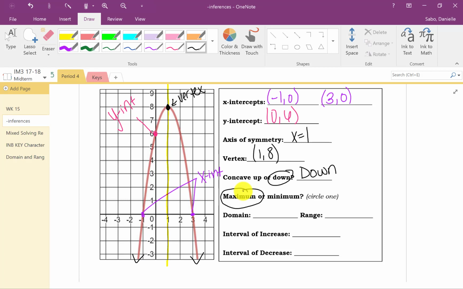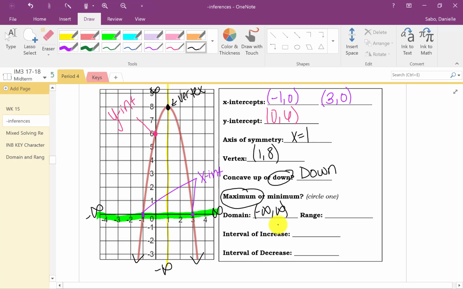Domain and range, you guys had practice with this on Monday, so this is when I put my infinity signs out. Domain is left to right, so that's this green part here, left to right. It's going to go forever to the left, and it's going to go forever to the right. So that's going to be my domain of all real numbers.